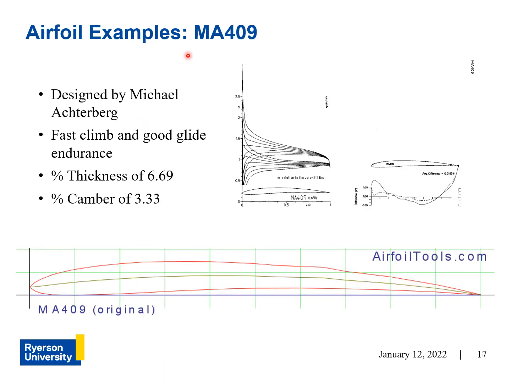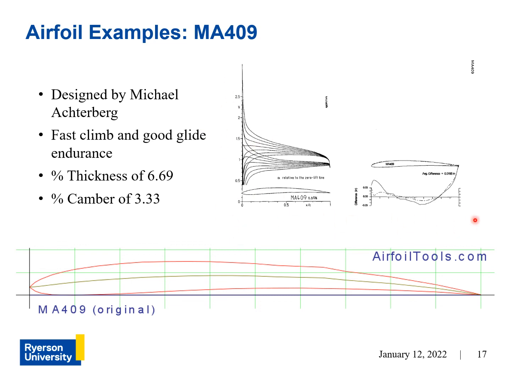And here's another example of a free flight model airfoil, and it's called the MA409, designed by Michael Achterberg. Based on the descriptions of the airfoil, it has a fast climb and good glide endurance, and it has a thickness of 6.69% chord and a camber of 3.33% chord. And here is a cross section of the airfoil, and again, some pressure distribution plots.